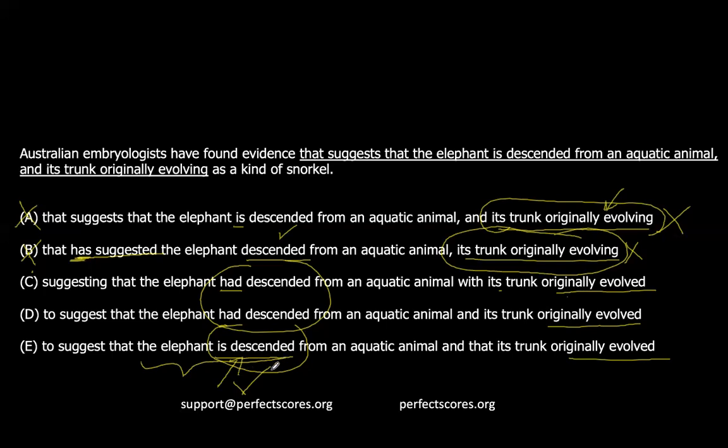The elephant is descended from an aquatic animal, or we are evolutionary cousins of chimpanzees. Did you understand the meaning behind it? Because C and D would suggest that it had descended from an aquatic animal back then in the past, but it no longer is descended right now. C and D and even B would suggest that the descending action just happened in the past, but it doesn't apply today anymore.